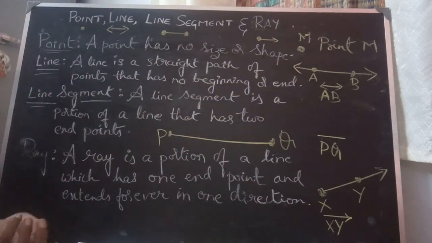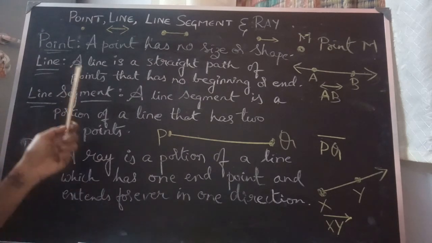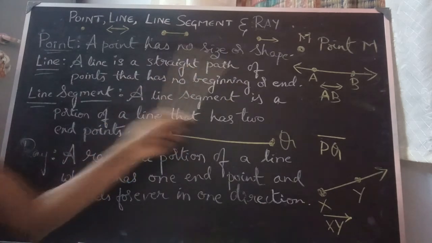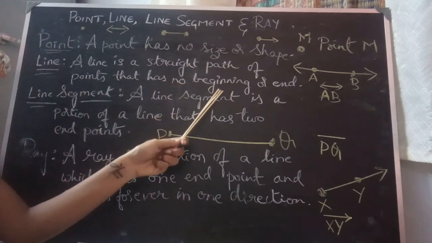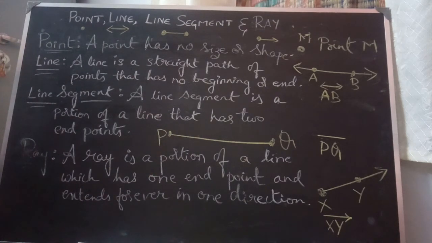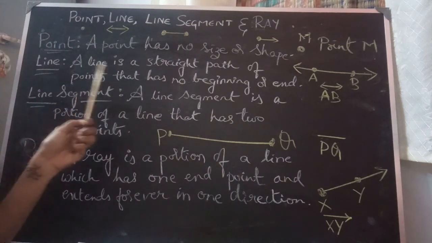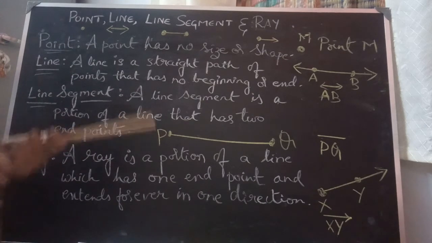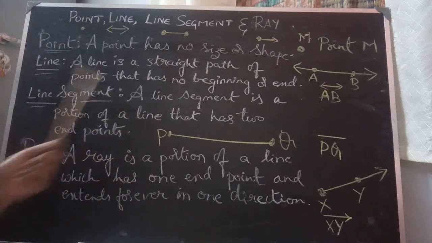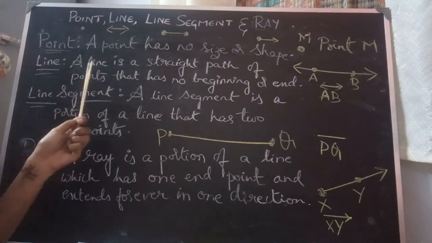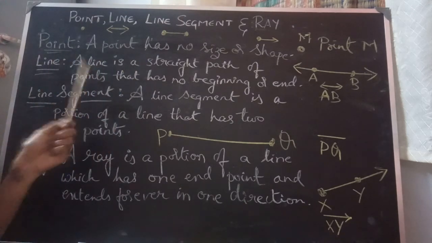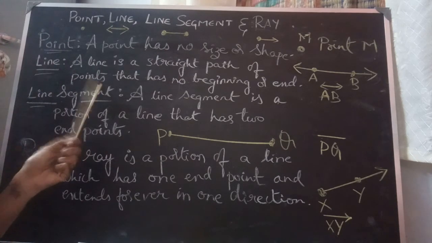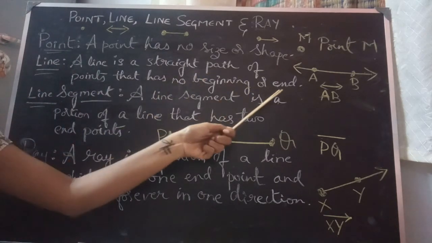So next, coming to line. A line is a straight path of points that has no beginning or end. So what does it mean that a line is a straight path of points? If you arrange a set of points in a straight line, then it forms a line, and the condition for the line is it has no beginning or no end.